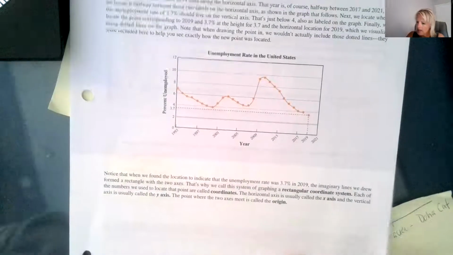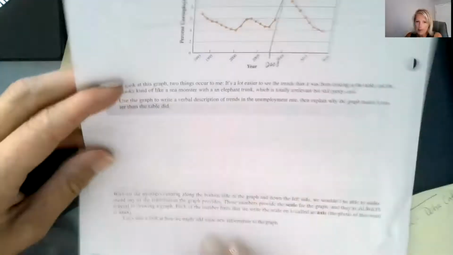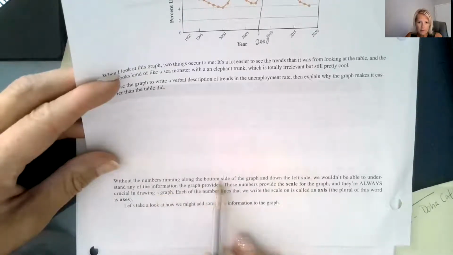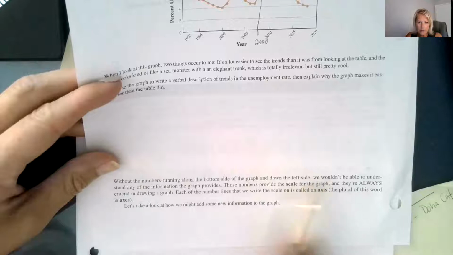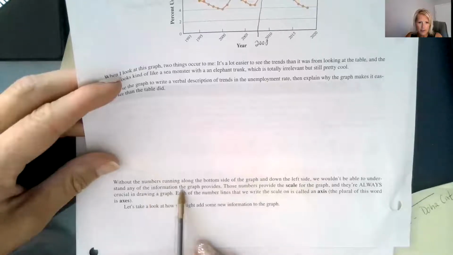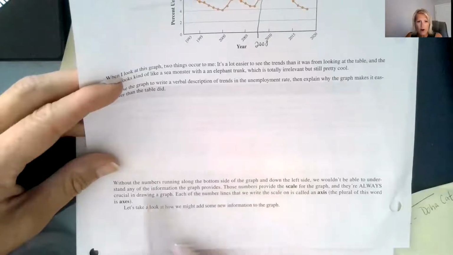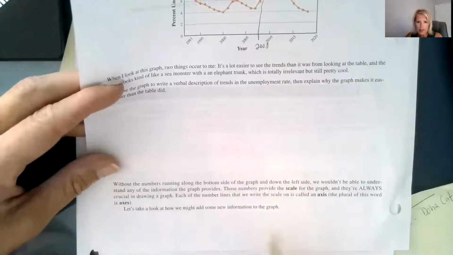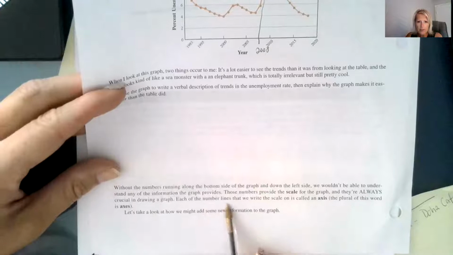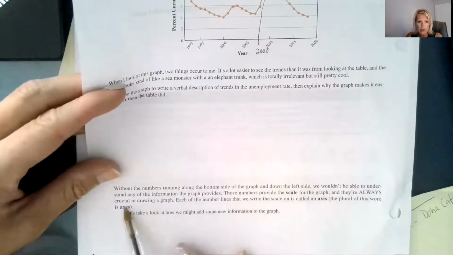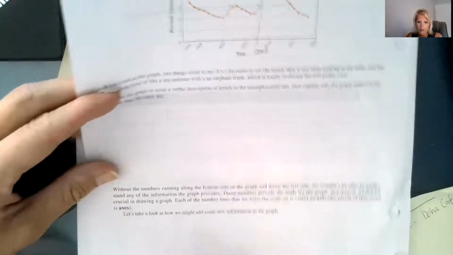Next, I would like to make sure that we're understanding pieces and parts of the graph. So without the numbers running along the bottom side of the graph and down the left side, we wouldn't be able to understand any of the information the graph provides. Those numbers provide a scale for the graph, and they're always crucial in drawing a graph. So you always need to have a scale. Each of the number lines that we write on the scale is called an axis. The plural of this word is axes when you have more than one.